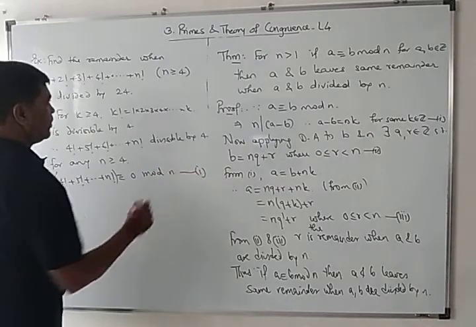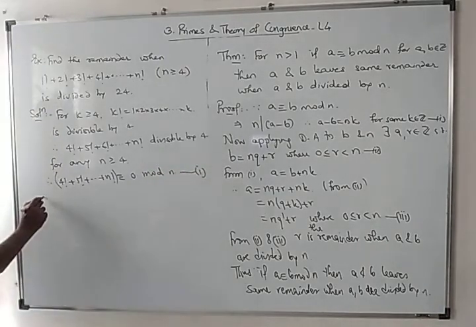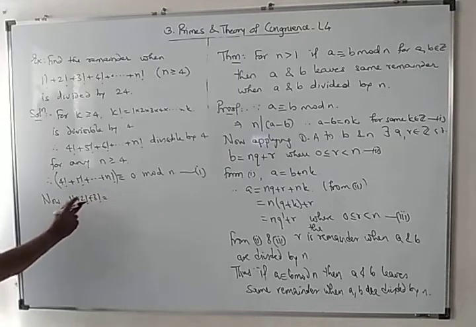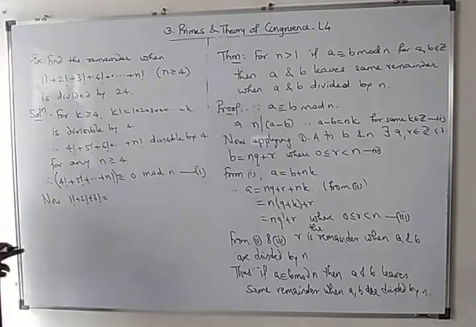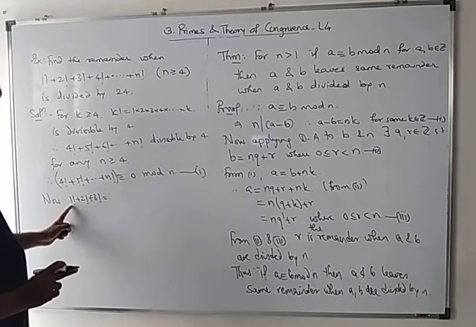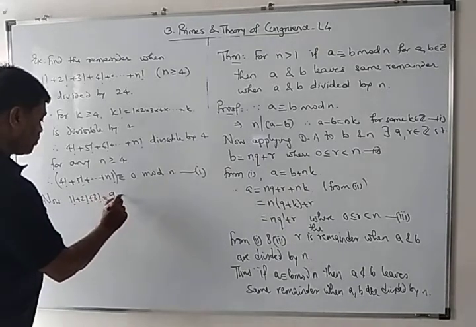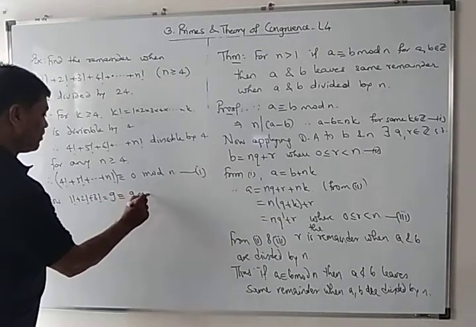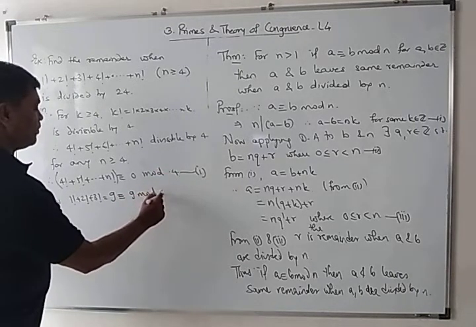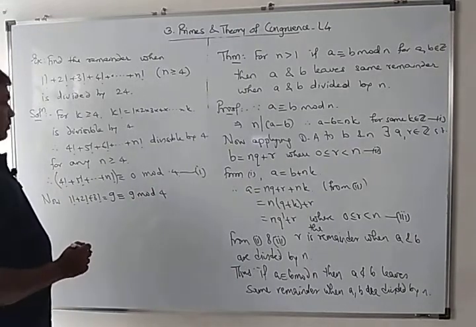1. Okay. Now 1 factorial plus 2 factorial plus 3 factorial, which is nothing but 1 plus 2 factorial is 2, 3 factorial is 2 into 3, that is 6. 6 plus 2, 8 plus 1, 9 is congruent to 9 mod 4. Okay.